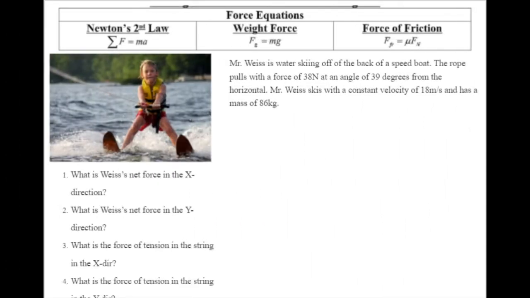Okay, let's take a look at number 2. So number 2 says Mr. Weiss is water skiing off the back of a speedboat. Huge flex right there. The rope pulls with a force of 38 newtons at an angle of 39 degrees from the horizontal. Mr. Weiss skis with a constant velocity of 18 meters per second and has a mass of 86 kilograms. Key words here, constant velocity. What is Mr. Weiss's net force in the x direction?